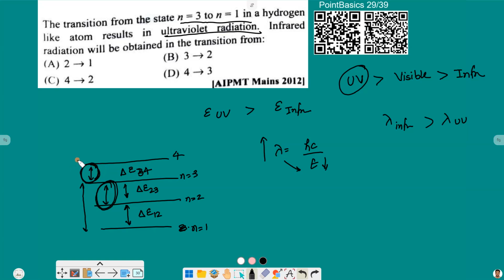So between fourth and 3 is the most viable answer. Yes, it is also possible, this answer is also possible between 3 and 2, but if we have to mark it with more surety, more confidence, then that will be between 4 and 3 levels. So that is option D for us.